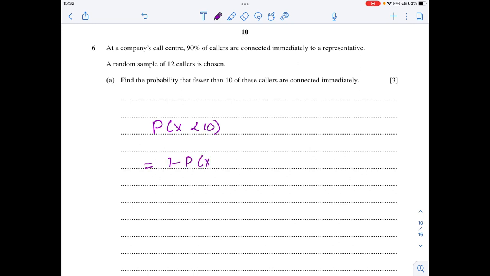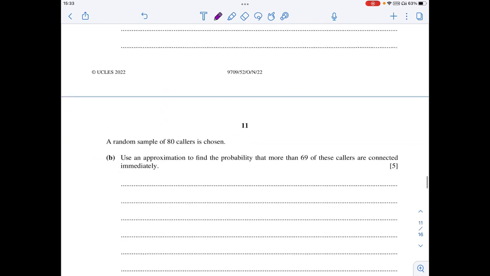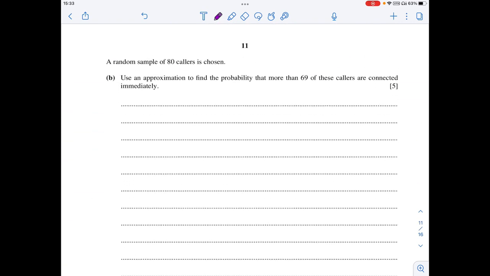1 minus probability of x equals 10 minus probability of x equals 11 minus probability of x equals 12. So 1 minus 12C10. 90% are calculated. So success is 0.9, failure is 0.1. 0.9 to the power of 10, 0.1 to the power of 2, minus 12C11, 0.9 to the power of 11, 0.1 to the power of 1, minus 12C12, 0.9 to the power of 12, 0.1 to the power of 0. Simplify that, 0.111.